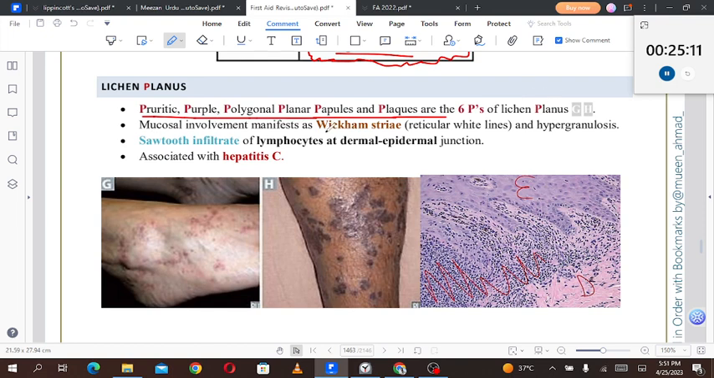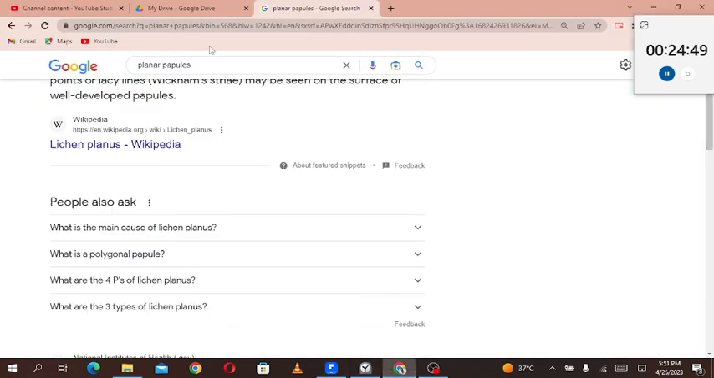Mucosal involvement manifests with Wickham striae, reticular white lines, and hypergranulosis. It is associated with sawtooth infiltrates of lymphocytes at the dermal-epidermal junction. At the dermal-epidermal junction over here, you will find sawtooth infiltrates. And it is associated with hepatitis C. Lichen planus is associated with hepatitis C. Let me see Wickham striae.